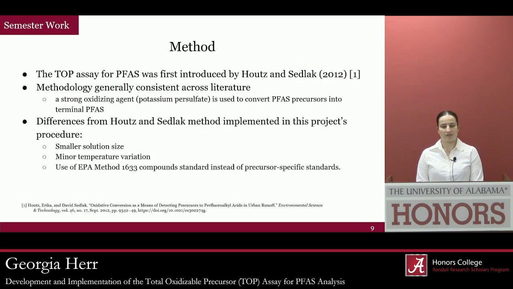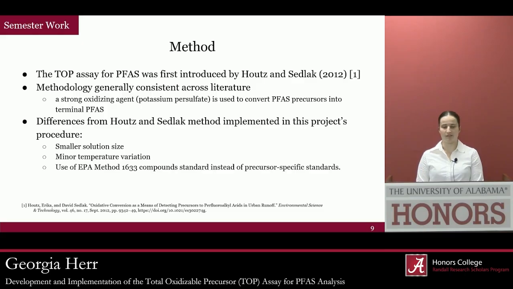So the TOP assay method for PFAS was originally introduced in 2012 by researchers Erica Hautz and David Sedlak, and since then, methodology has remained pretty consistent across the literature. The key method is to use a strong oxidizing agent, typically a potassium persulfate, to convert the PFAS precursors into terminal PFAS chemically. In the method that we have implemented this semester, we have used a few small differences.